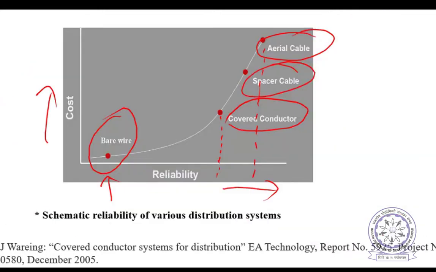So this is the cost comparison given by Jay Wareng. He has done a lot of survey of these things, and you can see the cost is not much actually, around 50% of the area, 40% of the area cable, but the reliability is around 90%, you can say roughly. So this is how covered conductor is attractive for the industry to go for it.